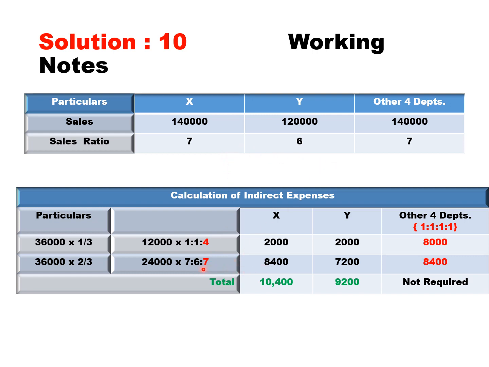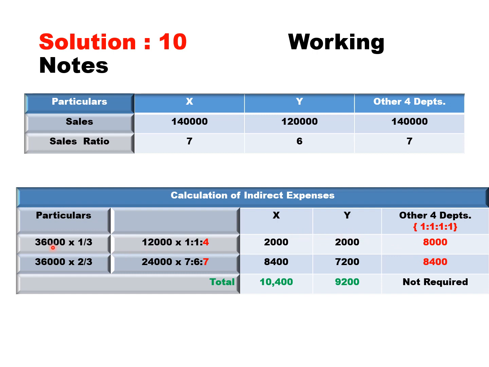7:6:7. That is 7/20, 6/20, 7/20. You get 8,400, 7,200. And for the remaining 4 departments, you get 8,400. So the total of X is 10,400, Y is 9,200. Other 4 departments we don't require, which is in red color students, not required. We are only concerned about departments X and Y.